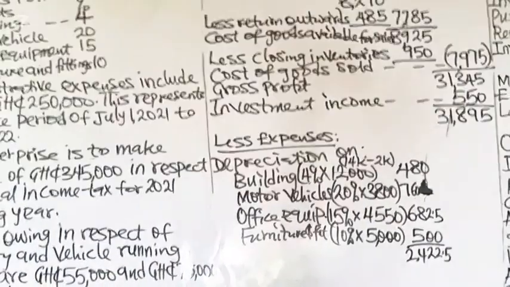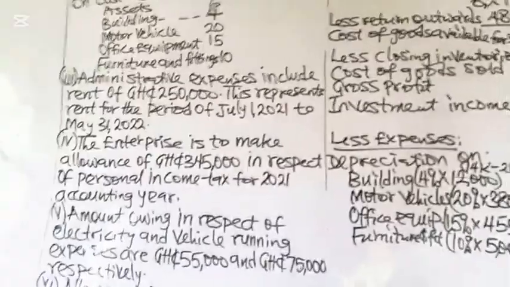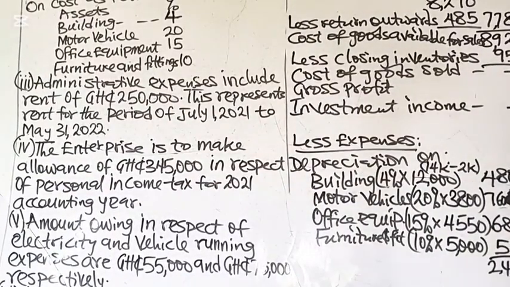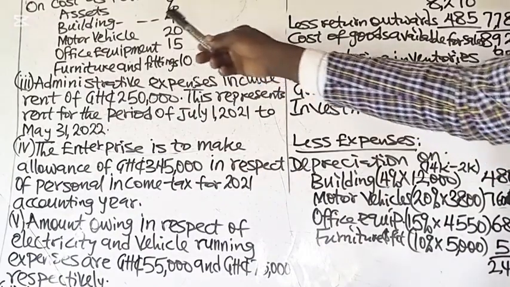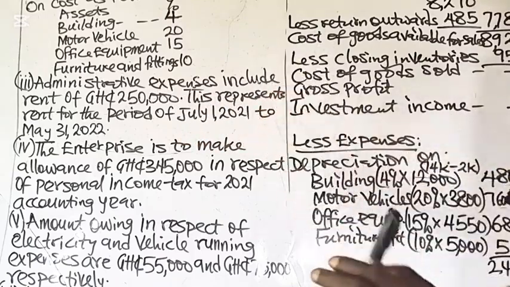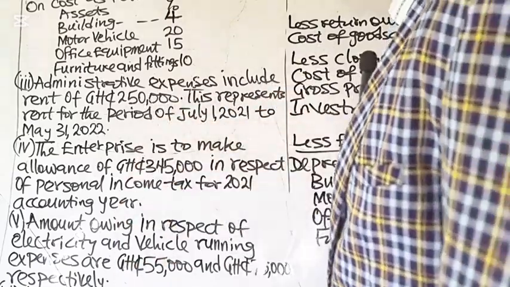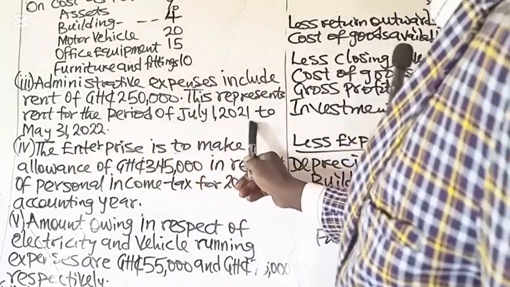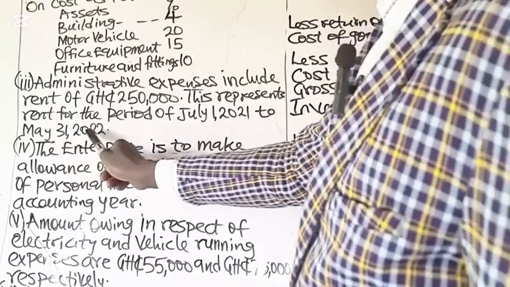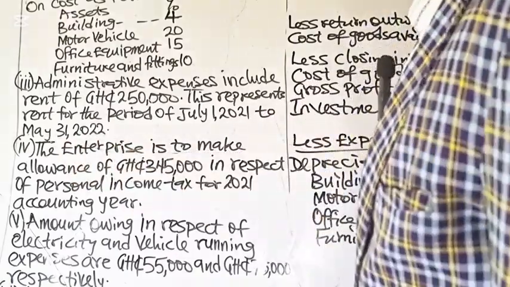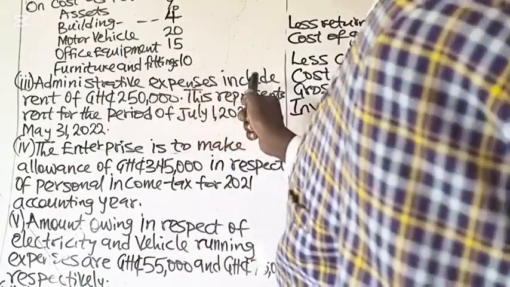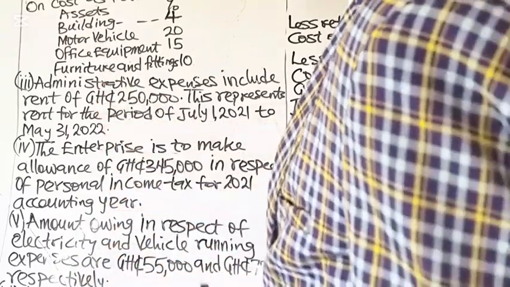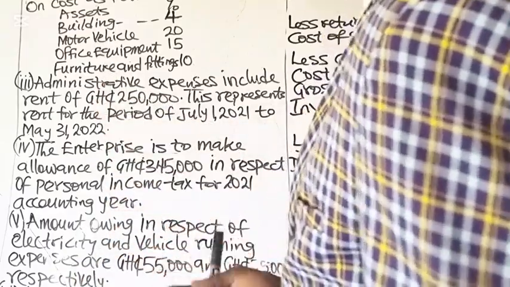Now, aside from that depreciation, let's go through the notes. Note 3. Administrative expenses include rent of 250,000. This represents rent for the period of July 2021 to May 31st, 2022. Remember, rent is part of administrative expenses. That means it has been treated normally.